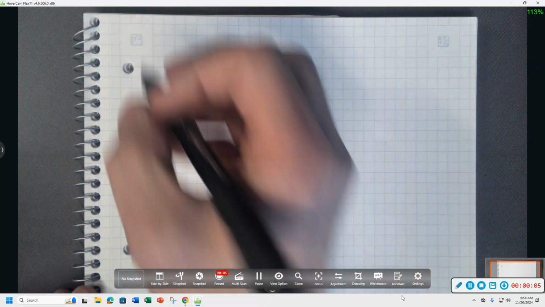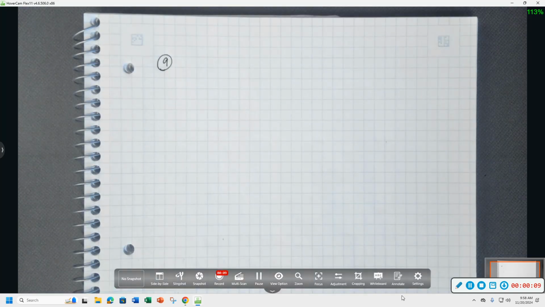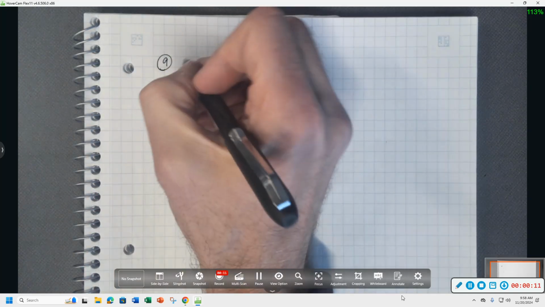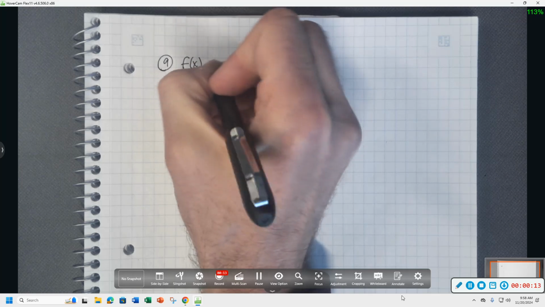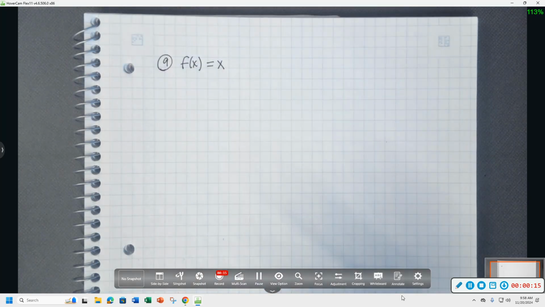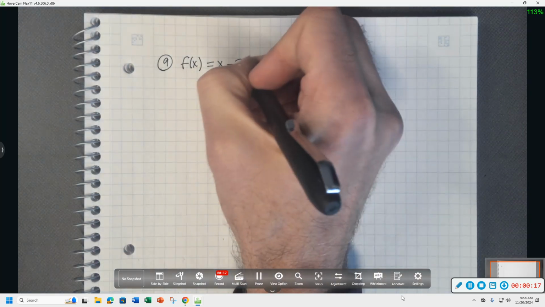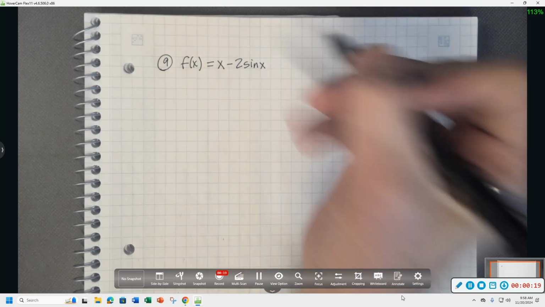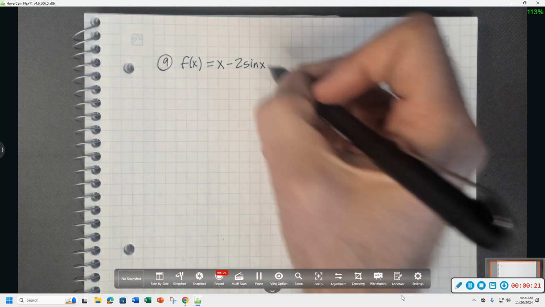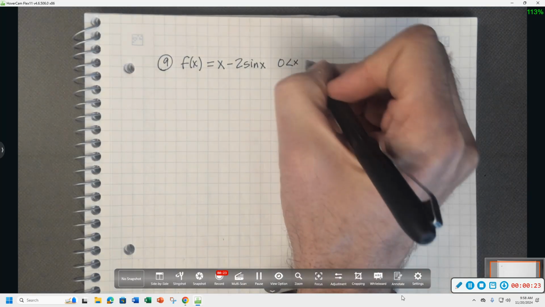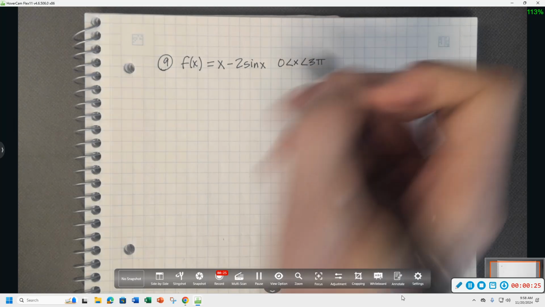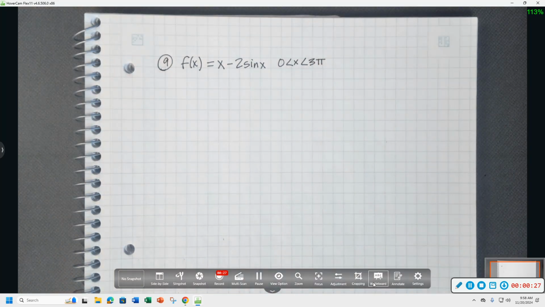There we go. Okay, so number nine. On number nine, we have f of x equals x minus 2 sine of x. And we're looking at this specifically from 0 to 3 pi. So that's restricting a little bit what we've got.